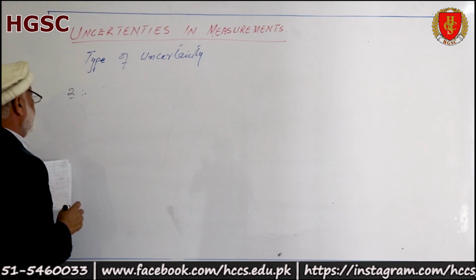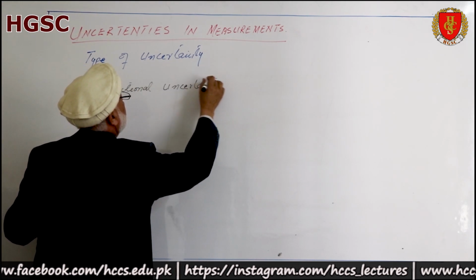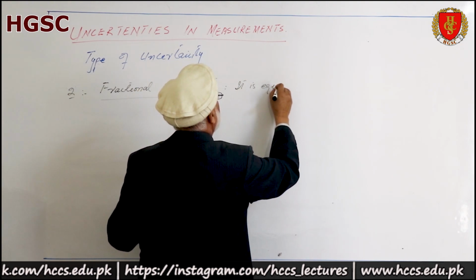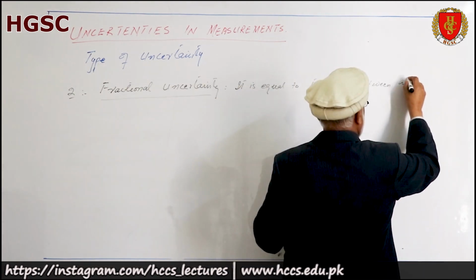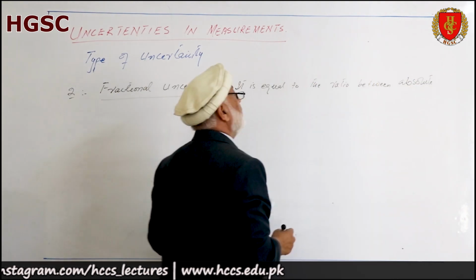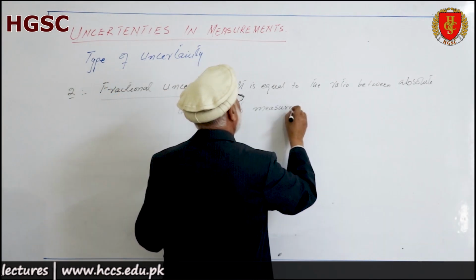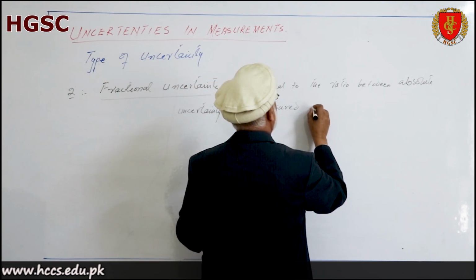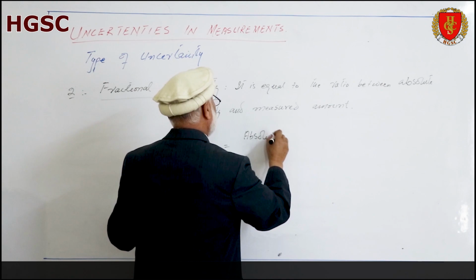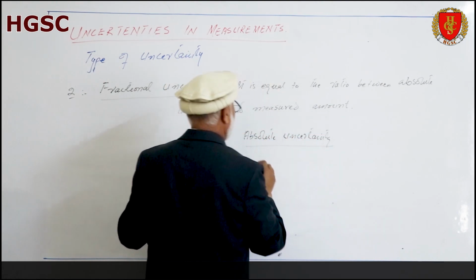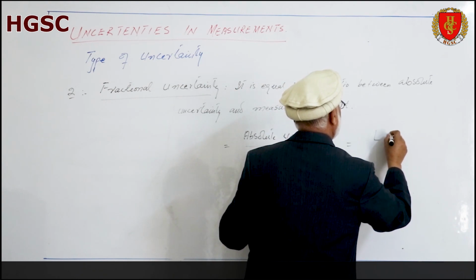Number two, fractional uncertainty. It is equal to the ratio between absolute uncertainty and measured value, that is, absolute uncertainty divided by measured amount. This is also equal to least count over measured amount.